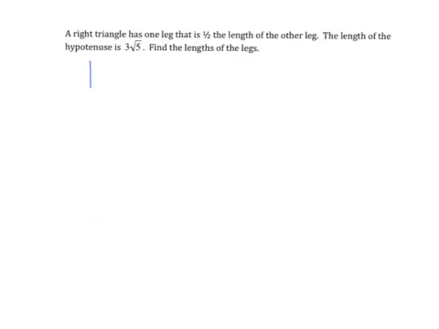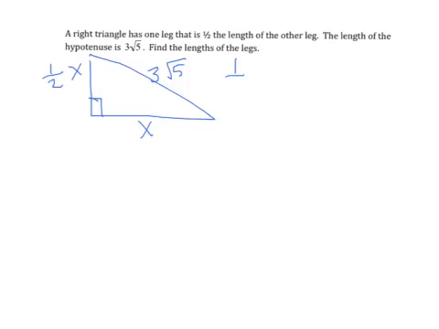I'm going to try a problem like that again. So we have a right triangle, and one leg is half as long as the other. So let's just say this one's x, then this one would be half of x. And the hypotenuse is 3 times the square root of 5. Putting that in an equation, I would take half of x and square that for one of the legs, square the other x, and then take 3 times the square root of 5, we'd have to square that.